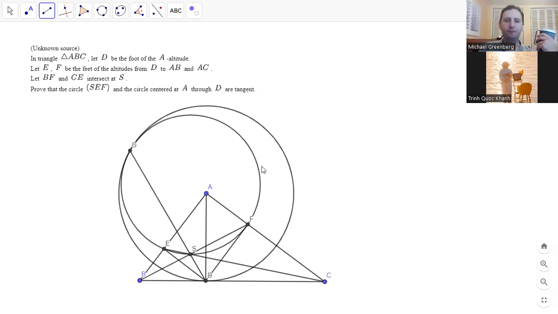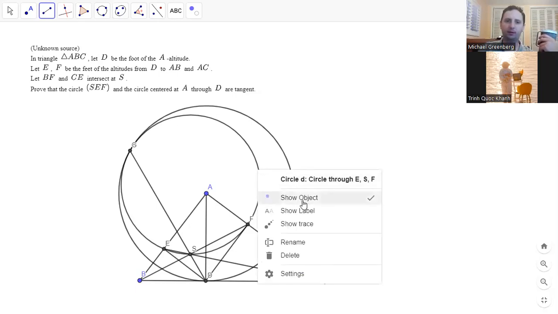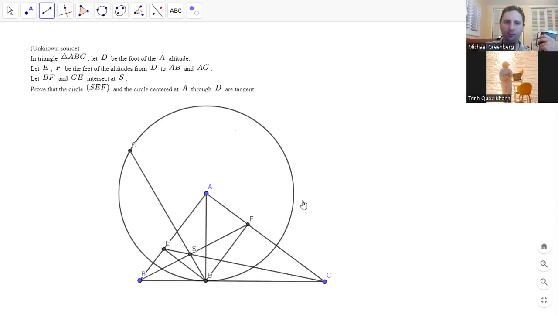So yeah, we can kind of rephrase this problem. We could hide this circle, and then we want to show GESF is cyclic.